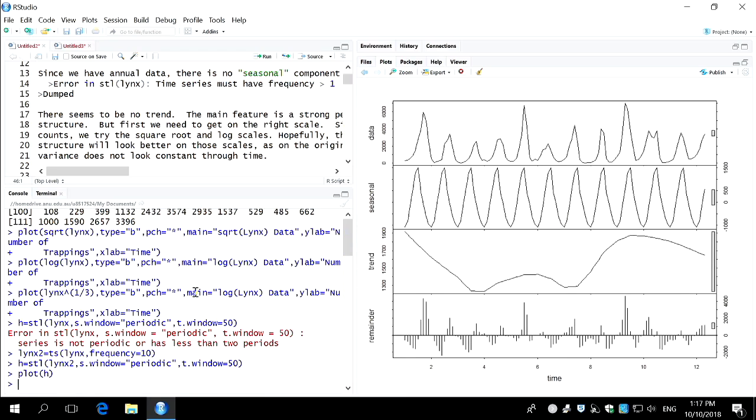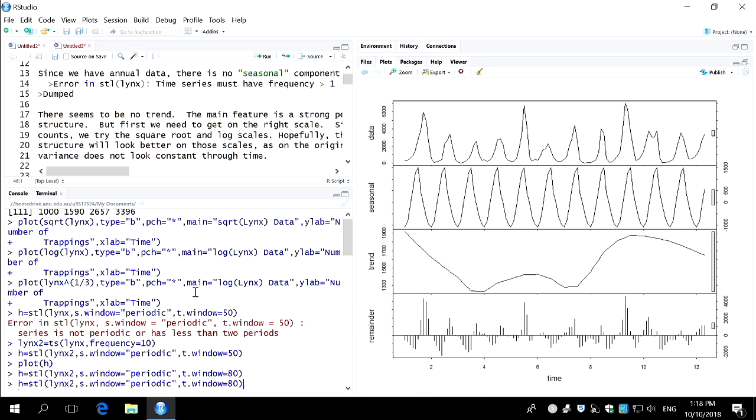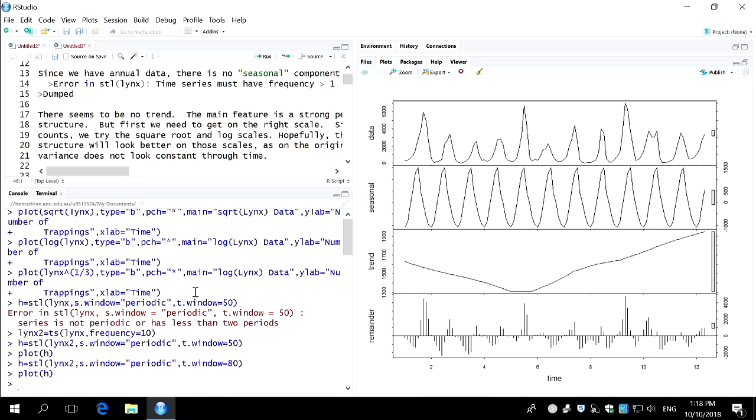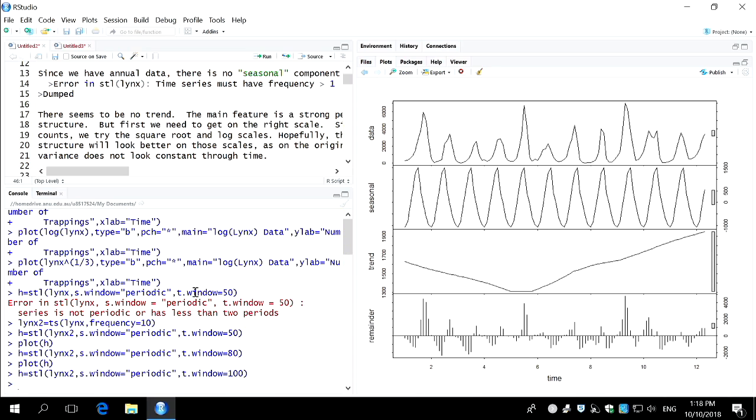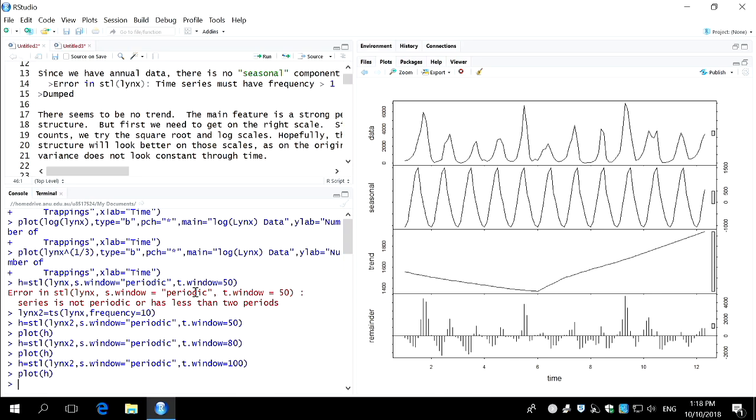an STL output. Okay. I think I've undersmoothed the trend bit, right? Look at that trend bit, looks all over the place. So t.window of 50 is probably a little bit small. How much data do I have? I have from 1821 up until 1934, that's over 100 years. I probably should have gone bigger than 50. Let's try 80, see if it improves matters. A little bit. 100. Yeah, it's probably about as good as we're going to get.